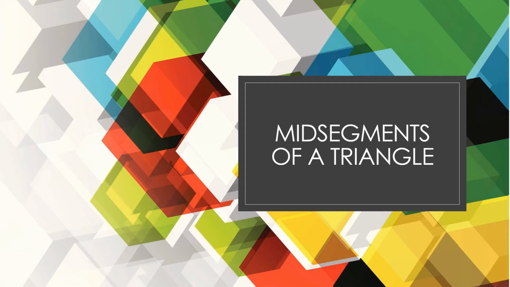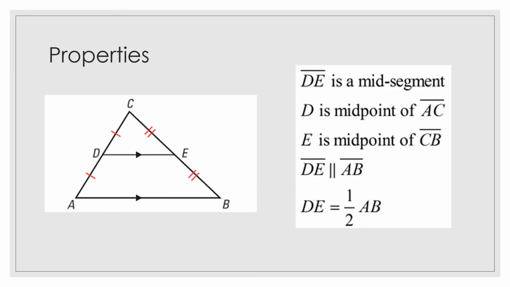Today you're going to learn about midsegments of a triangle. There are 5 things that you need to know about this triangle or any triangle that has a midsegment. First of all, we know that segment DE is a midsegment because point D and point E are midpoints of segment AC and BC respectively.